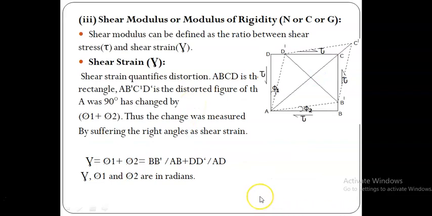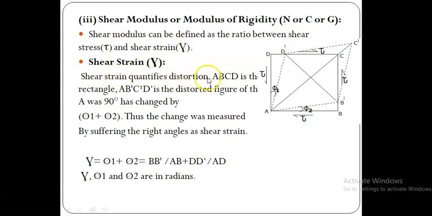Next, shear modulus or modulus of rigidity. Here we use the symbol N, or sometimes C or G. Shear modulus can be defined as the ratio between shear stress and shear strain. So this is another elastic constant. So far we have discussed Young's modulus and Poisson ratio, and the next one is shear modulus. Shear modulus can be defined as the ratio between shear stress tau and shear strain gamma.